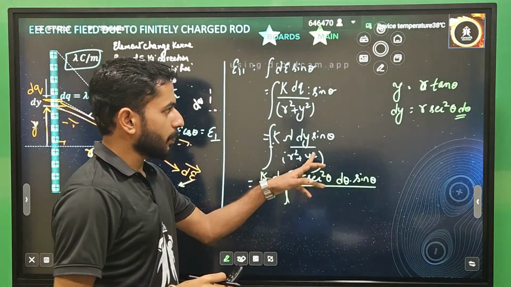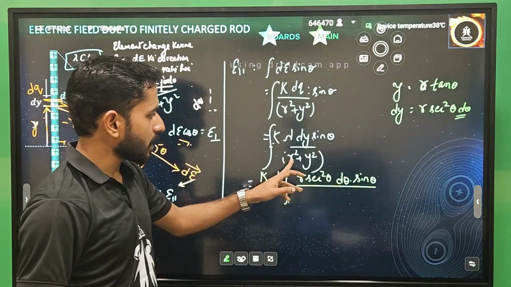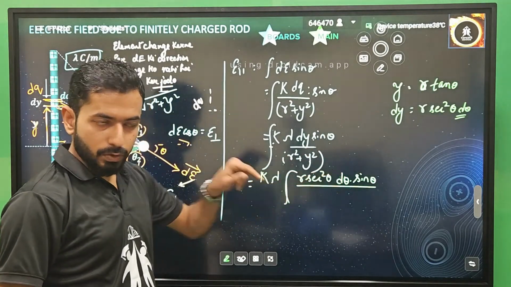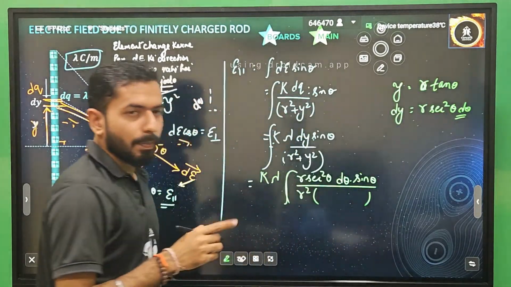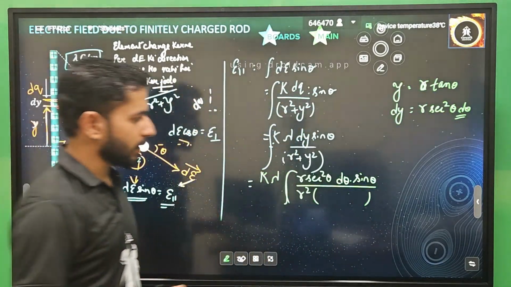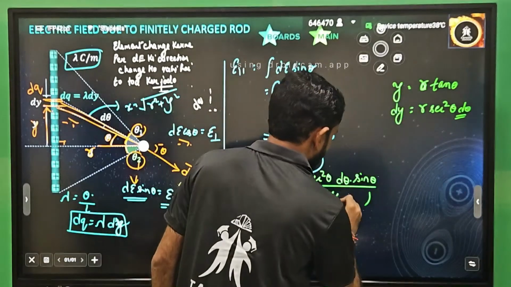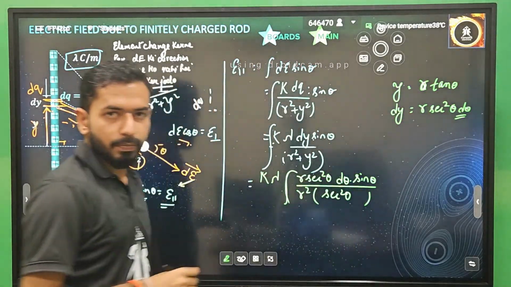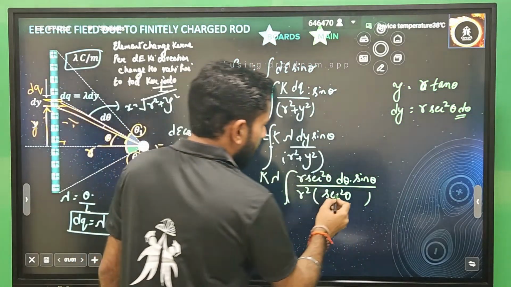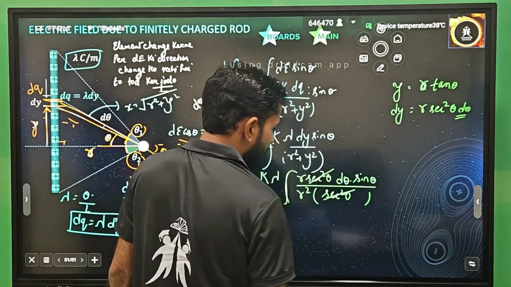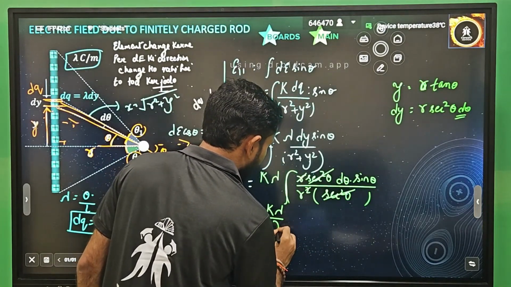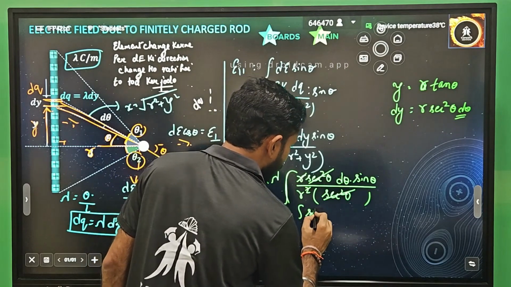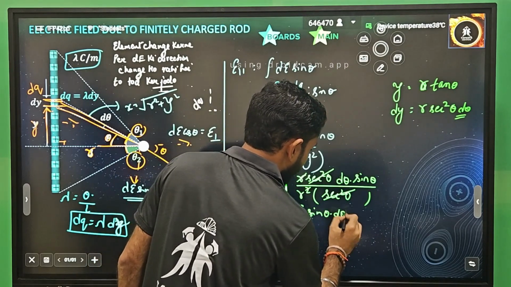See, why are you putting y equal to r tan theta? That means r square plus r square tan square theta. Take r square common out of here. What will be remaining? 1 plus tan square theta. What is 1 plus tan square theta? Can you say it is nothing but sec square theta. Correct? This will be the remaining part. Now sec square theta simply gets cancelled. r and r square will get cancelled. What is left? K lambda by r, and only the integration of sin theta d theta will be left.